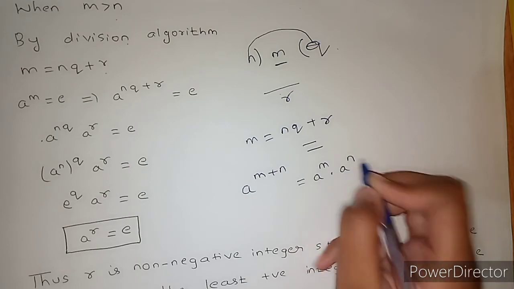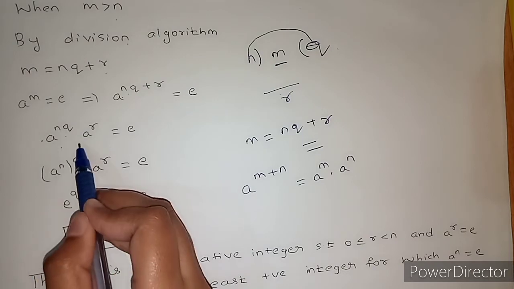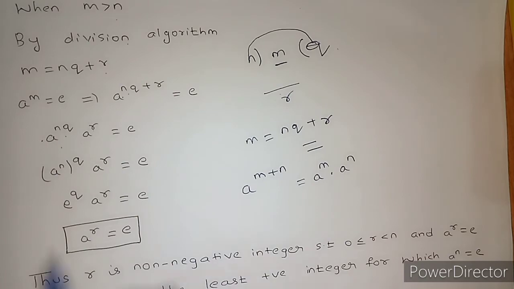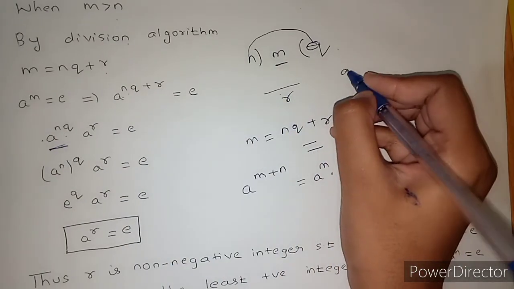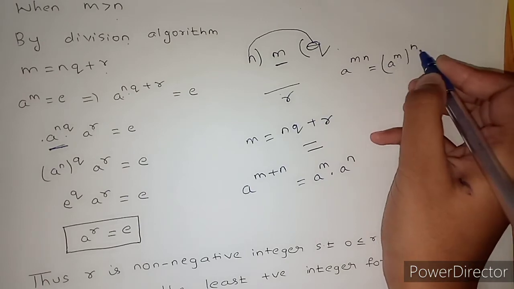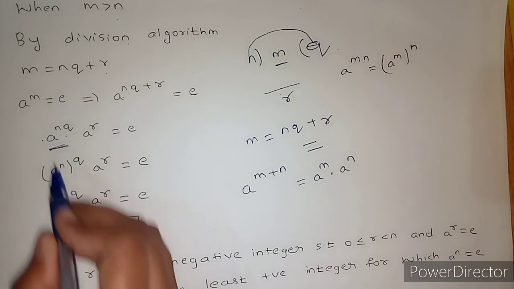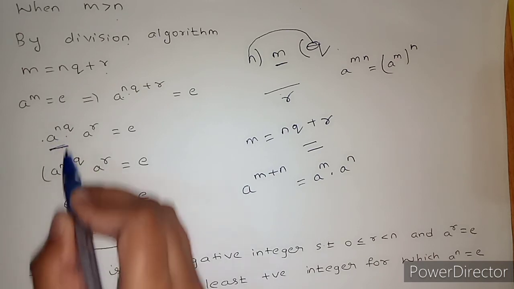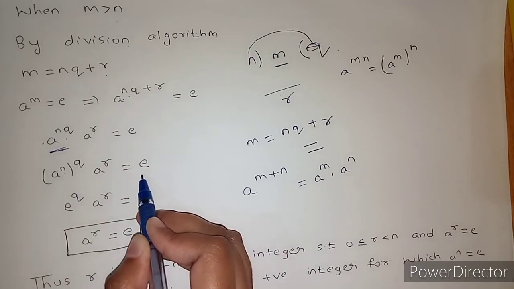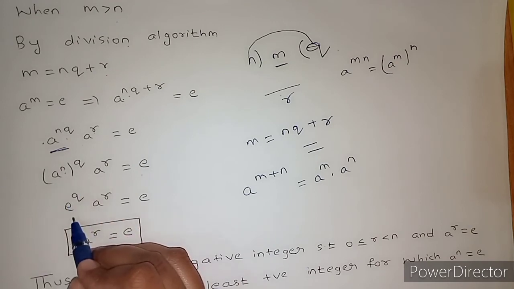a^(m+n) is equal to a^m into a^n. Likewise, a^(nq+r) is equal to a^(nq) into a^r, which is equal to e. We can write a^(mn) as (a^m)^n. So in place of m we have n, and in place of n we have q. So (a^n)^q into a^r is equal to e.